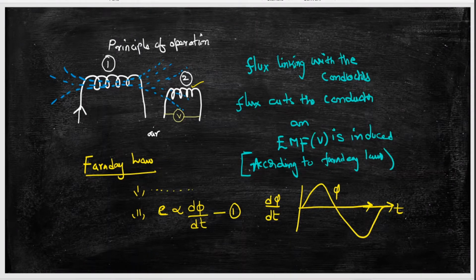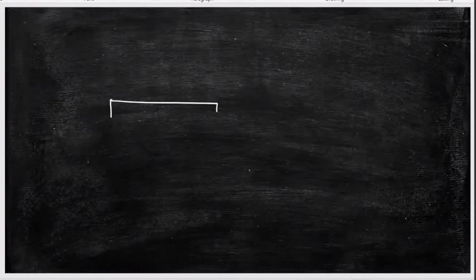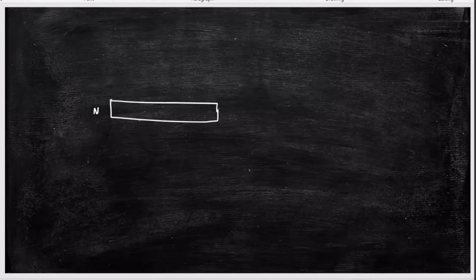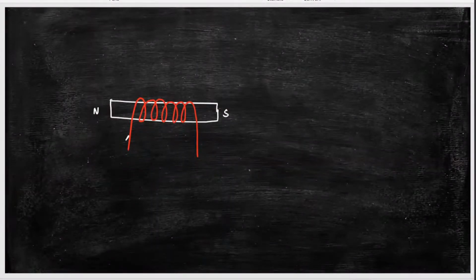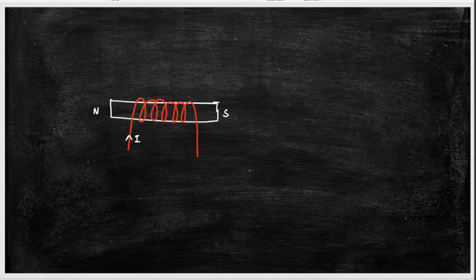What I can do is, I can make an iron piece act as a magnet by winding a wire on this iron piece. And if you pass some current into this coil, then this iron piece will act as a magnet. So north and south poles will be created on the magnet.